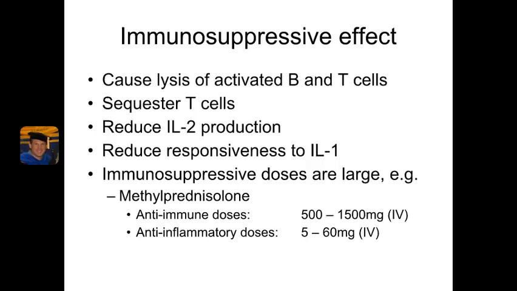Now, just how big are we talking here? As an example, one of the drugs you're about to memorize is called Methylprednisolone. When you give it IV for an anti-inflammatory purpose, you typically are going to give somewhere between 5 milligrams and 60 milligrams. When you give it for a patient who is having rejection, transplant rejection, immunosuppression in this case, you're going to give somewhere between 500 and 1500 milligrams. So it's a huge dose compared to the normal anti-inflammatory dose.